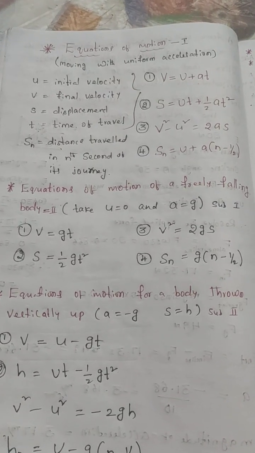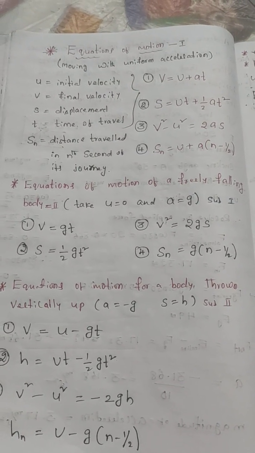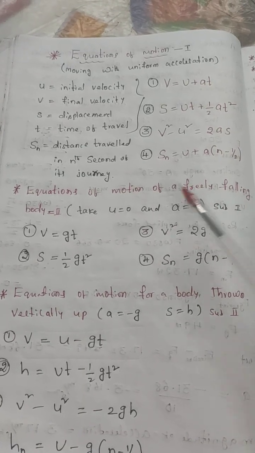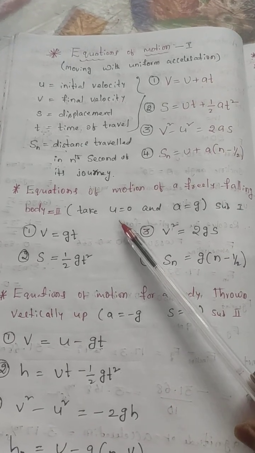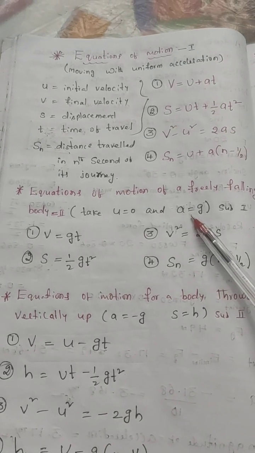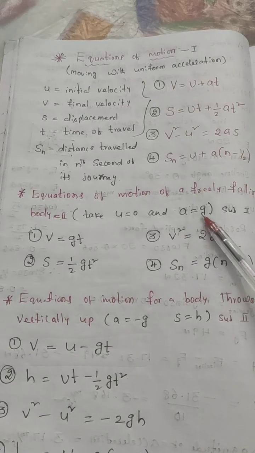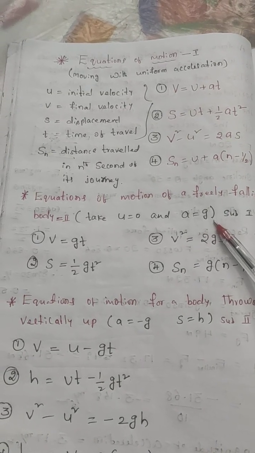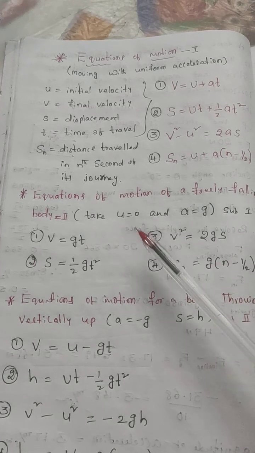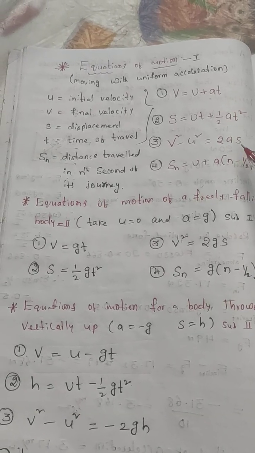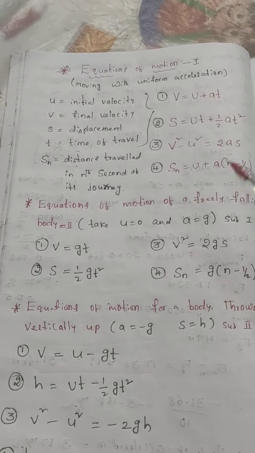Suppose a body is freely falling. Whenever a body is freely falling, the initial velocity is not there; the initial velocity value is 0. The body is moving downwards, that's why acceleration is equal to g, the acceleration due to gravity. These two values we will substitute in the equations of motion, and at that time we will get the values.